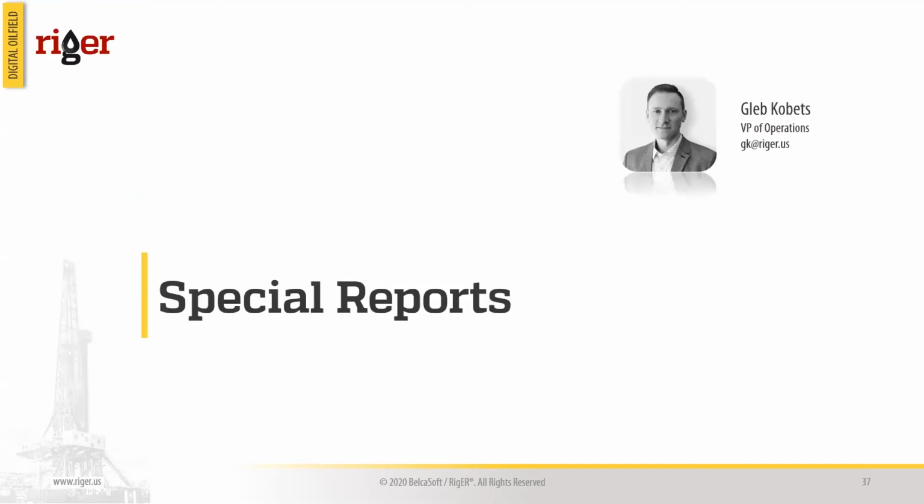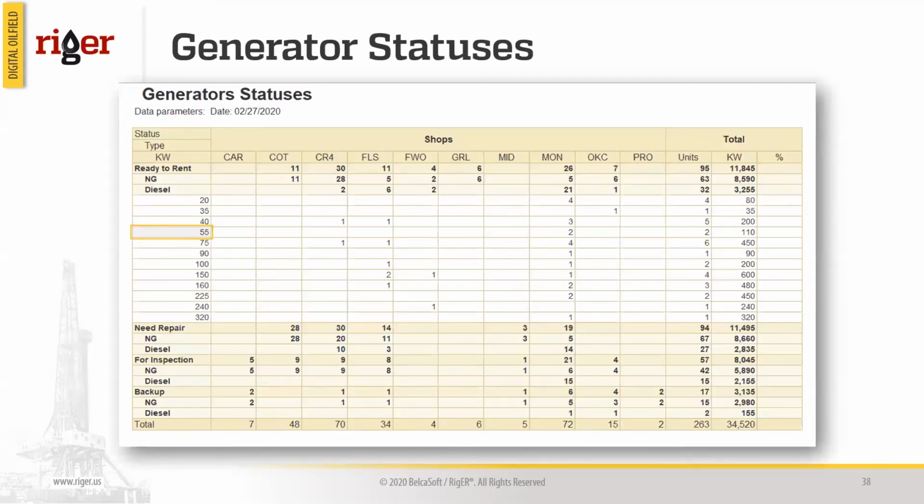Now let's talk a little bit about the special reports that are available for the light towers and generator configurations. Definitely all the reports that you have in the RigER system will also be available, but I just want to pay attention to the special reports that are designed specifically for this type of equipment. So the generator statuses report will show you your generator quantities for different locations where your equipment is stored, and also based on the kilowatts or power of your equipment. And as you may see, you can also see the total power of the whole units, and they are broken down also by different statuses.